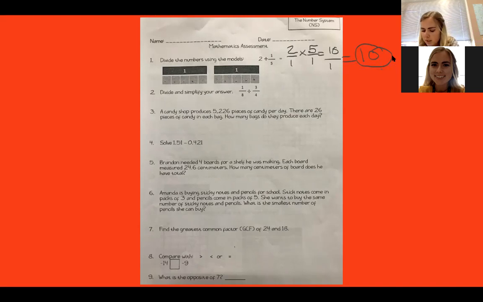Okay, next one. Divide and simplify your answer. 1/8 divided by 3/4. Okay, we do keep, change, flip. Keep the first fraction, change the sign, flip the second fraction. 3/4 becomes 4/3. Now I can multiply the numerators. 1 times 4 is 4. 8 times 3 is 24. We could have simplified before we multiplied, or we can simplify at the end. So let's simplify at the end here.